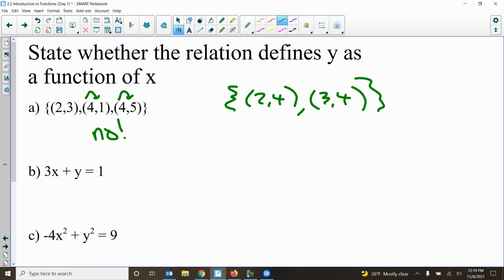3x plus y equals 1. Does that look like a function to you? Let's isolate the y. How would I get y by itself? Subtract 3x?